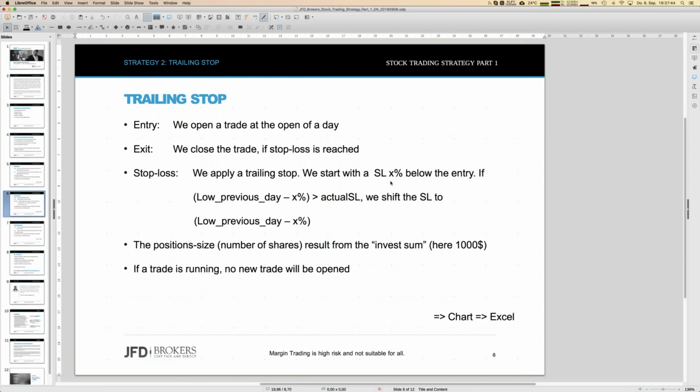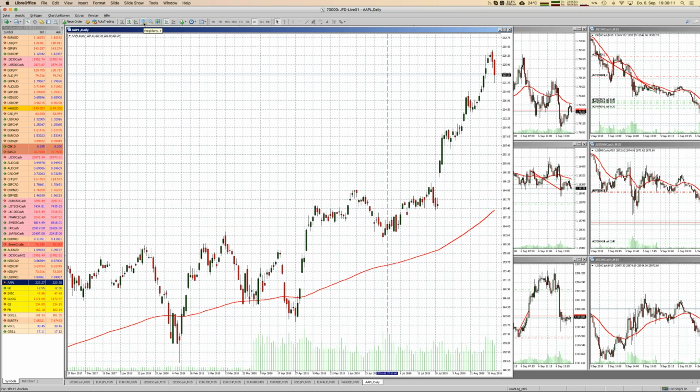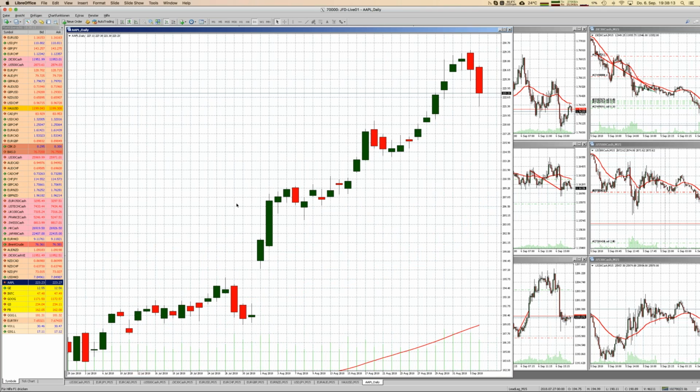So the logic is, if our candles, our lows are getting higher and higher, our stop loss moves together with those lows. Always plus, or better to say minus, our initial value of, in this case, 5%. So let's take a short view here at the chart, just straightforward and very easy, hopefully, to follow.